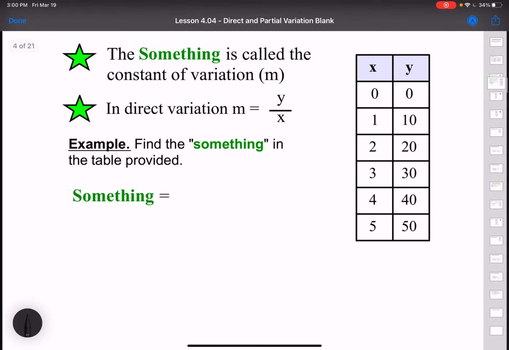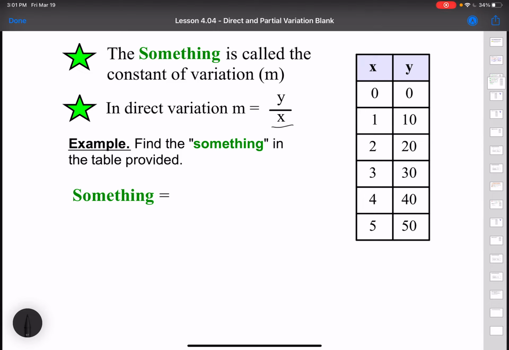That letter m, or that something that we said, is sometimes called the constant of variation. You can figure out the constant of variation if you're given an actual table of values, like the one here on the right: just divide your y value by x. Then that will give you the constant of variation.